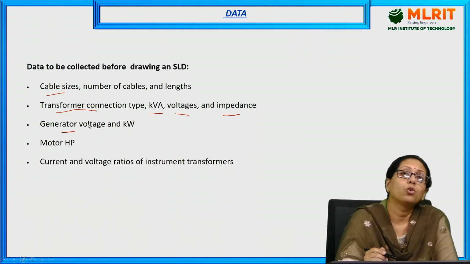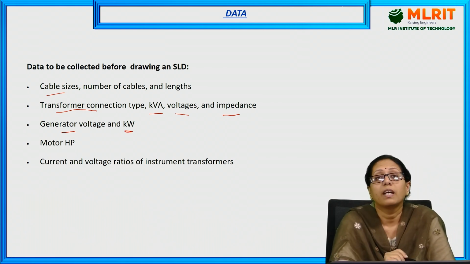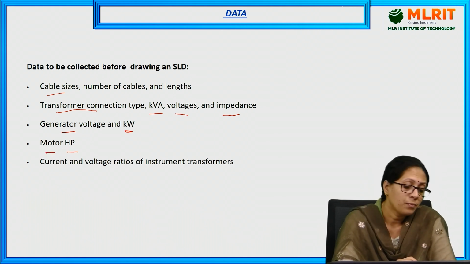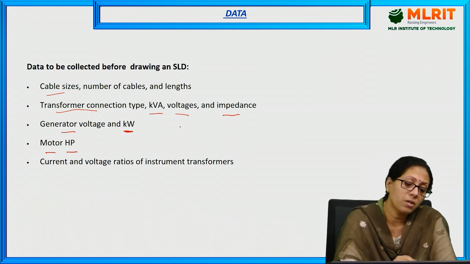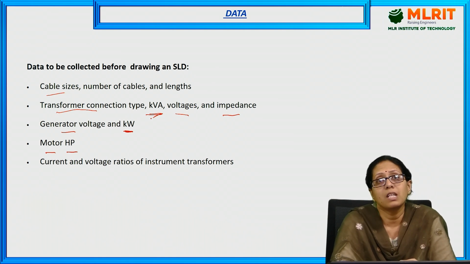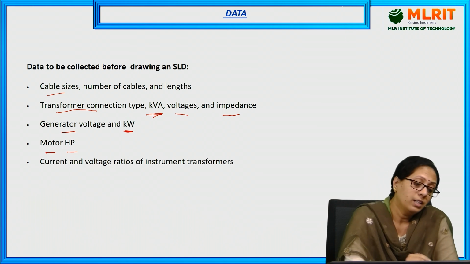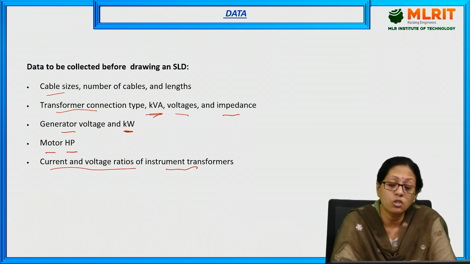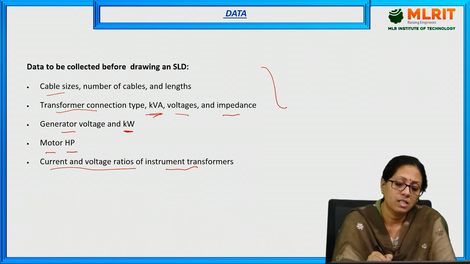In the same way, we need to know the generator voltage and its kilowatt capacity. For a motor, we need to know the HP, that is horsepower, and for a generator, the kilowatt capacity. For a transformer, we need the kVA capacity to connect in the SLD diagram. Also the current as well as voltage ratios for instrument transformers. So before designing a single line diagram, we need to know all these terms.